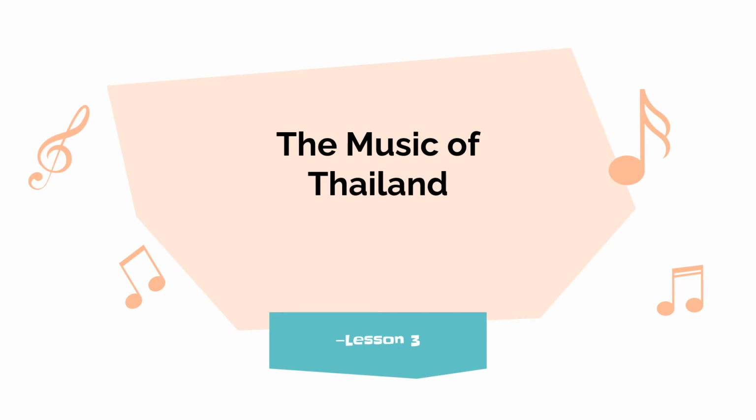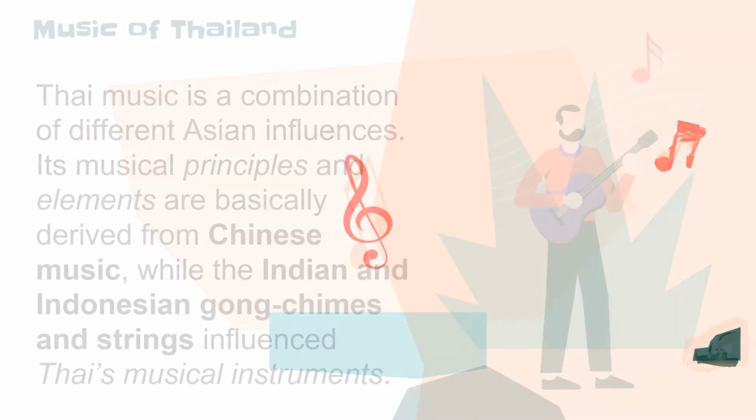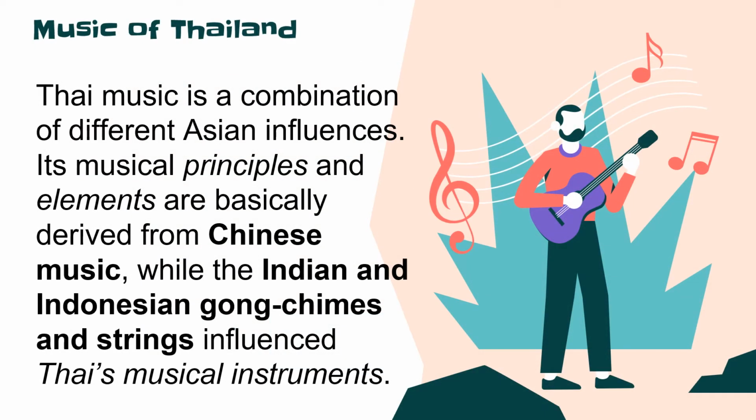So let's start. The Music of Thailand, Lesson 3. Thai music is a combination of different Asian influences. Its musical principles and elements are basically derived from Chinese music, while the Indian and Indonesian gong chimes and strings influence Thai musical instruments.